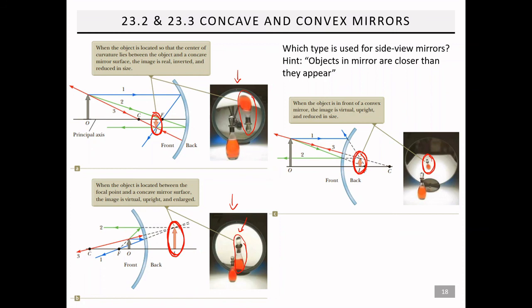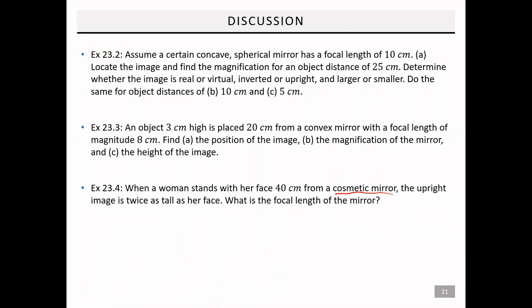Back on this slide, if you're far away from the cosmetic mirror, you should see an image of yourself inverted in the mirror. If you get closer to the mirror, you will see an enlarged image of yourself that is upright. And all of these examples give you some good practice with all of those confusing positive and negative rules that I summarized in that table. So I really do recommend that you go over them.